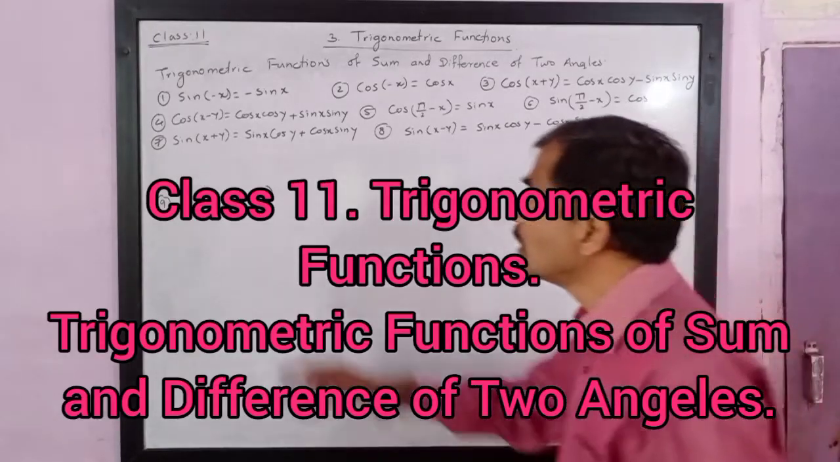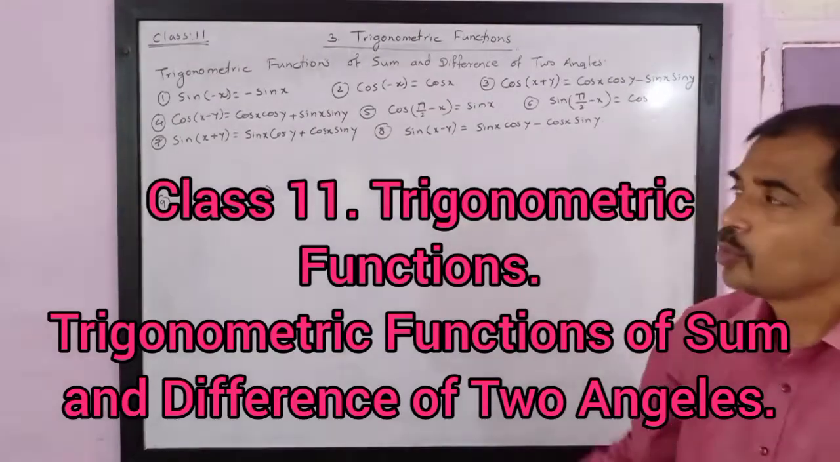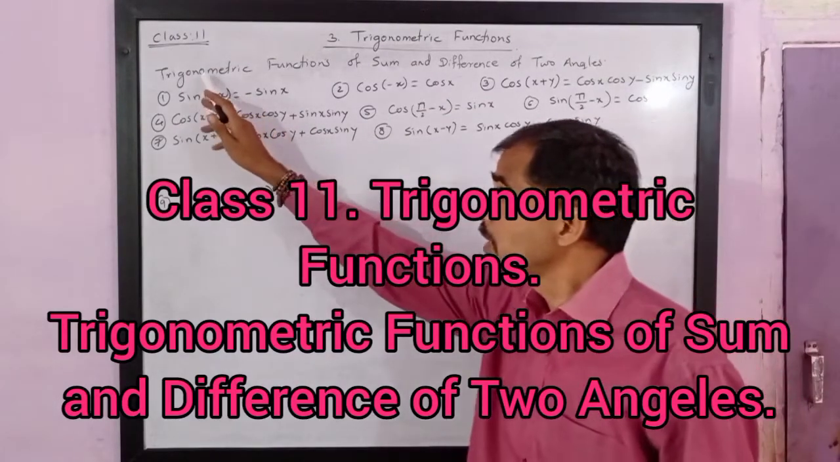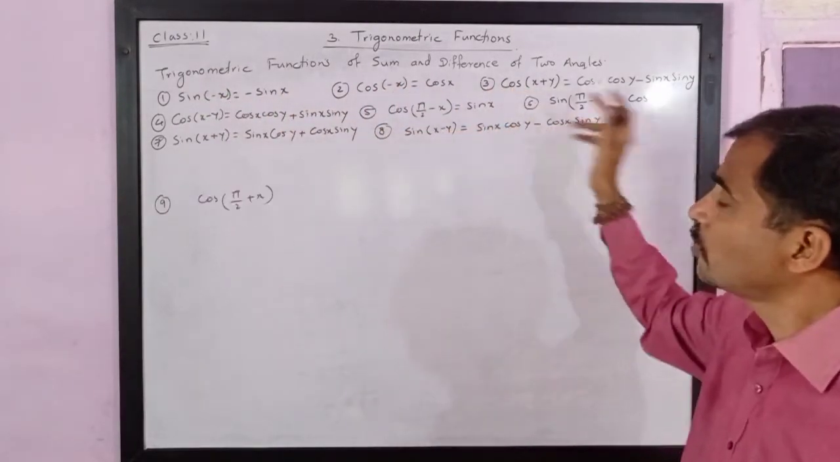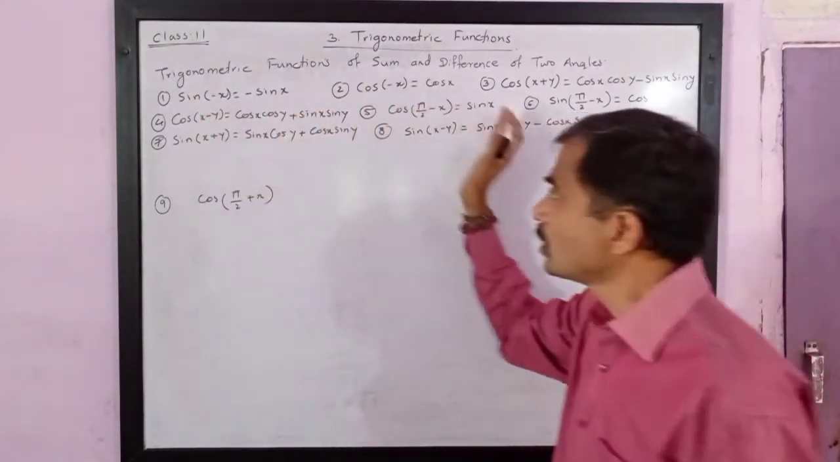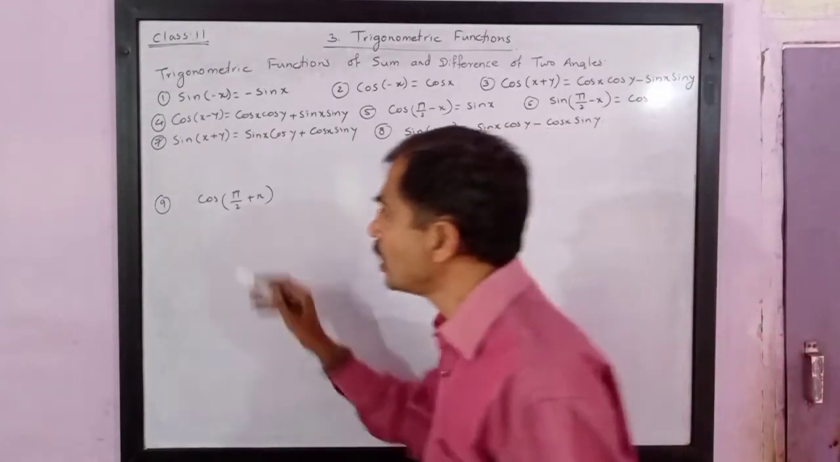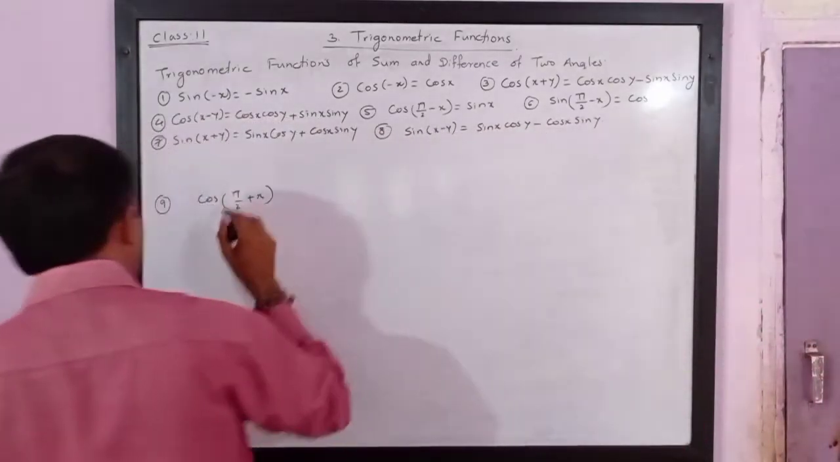Dear friends, in class 11 we are studying the third chapter, trigonometric functions, and in this we are studying trigonometric functions of sum and difference of two angles. In the earlier video we have seen these 6, 7, 8 identities. This total 8 identities we have seen. Now the ninth identity is cos of pi by 2 plus x.